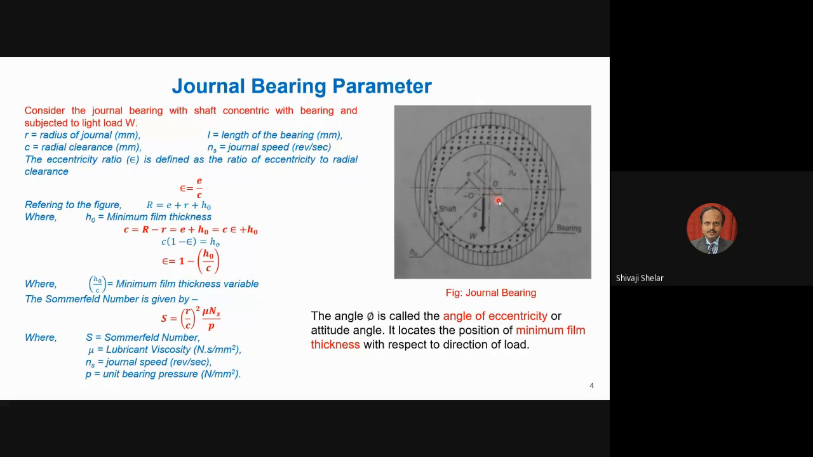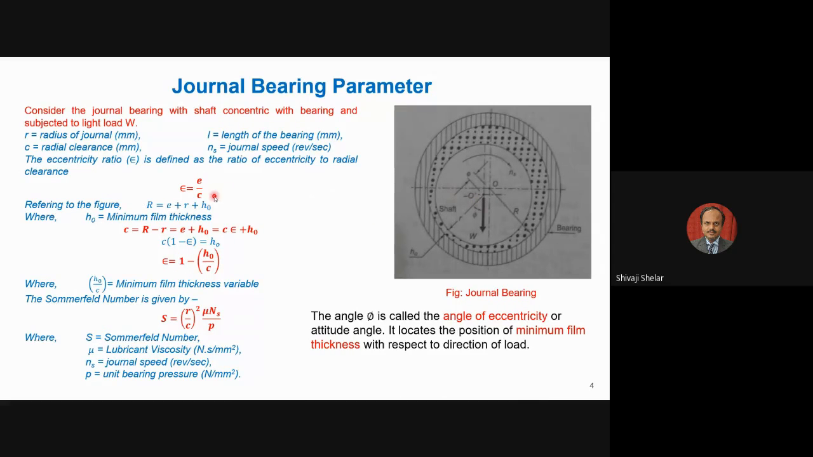O is the axial point of the bearing and O dash is the axial point of your shaft. That radial distance E is called eccentricity. Now, how much maximum eccentricity will we have? Maximum eccentricity may be equal to your radial clearance value, so this E value will always be less than the clearance value.